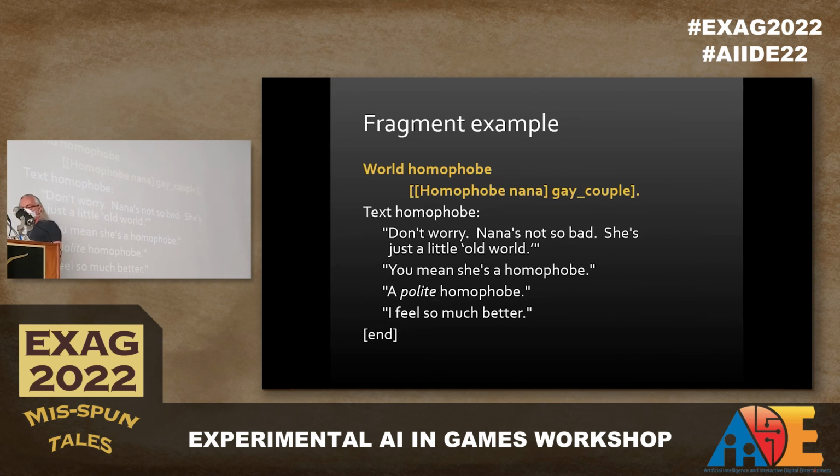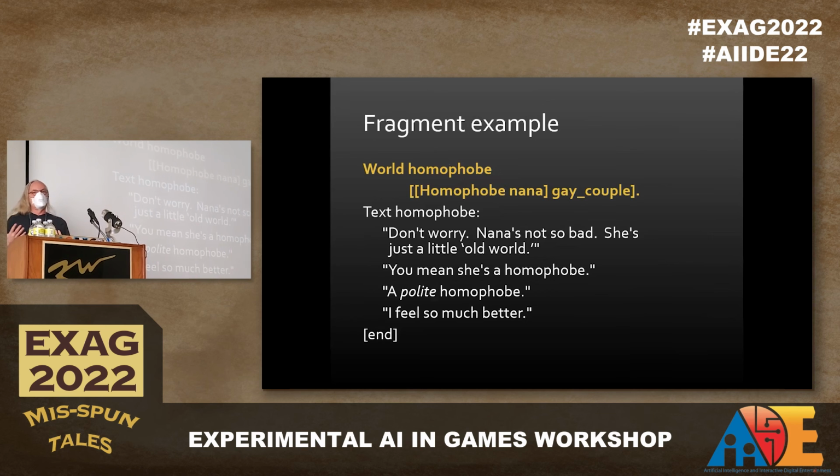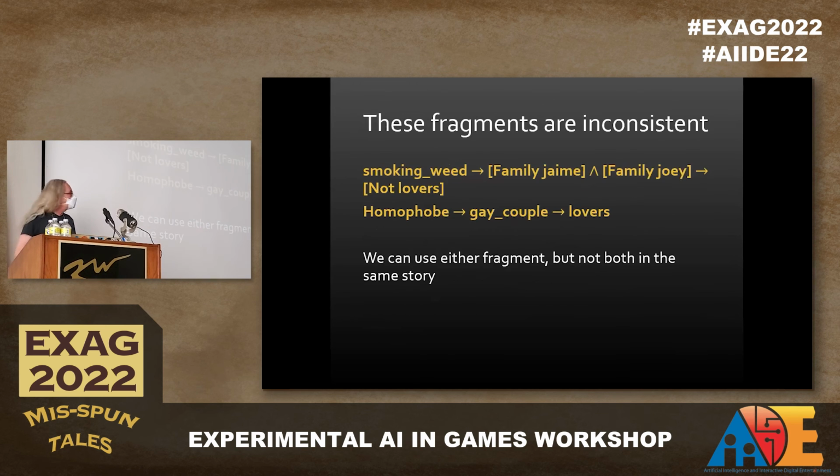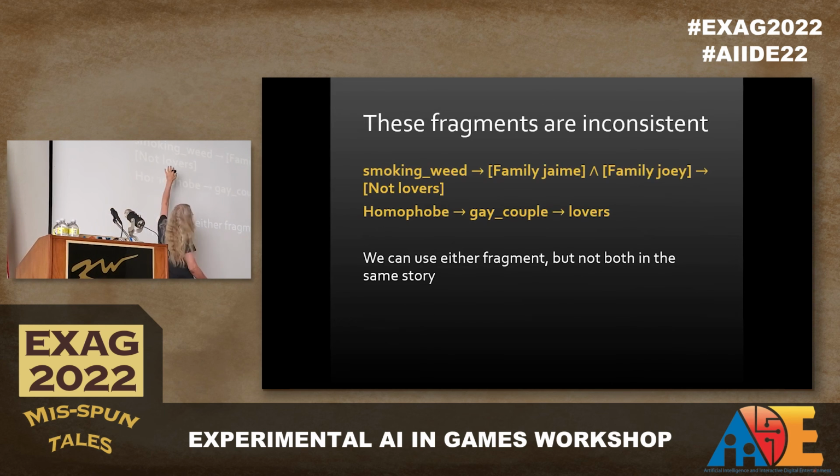And so what we want the system to realize is that these are both valid fragments, but they're not consistent with one another. Because if we establish the smoking weed one, we know they're both family, which means they're non-lovers. But if we establish the homophobe one, we know they're a gay couple, which means they're lovers, and so we have a contradiction. So the system filters that and says if we deploy one of those fragments, we can't deploy the other one.